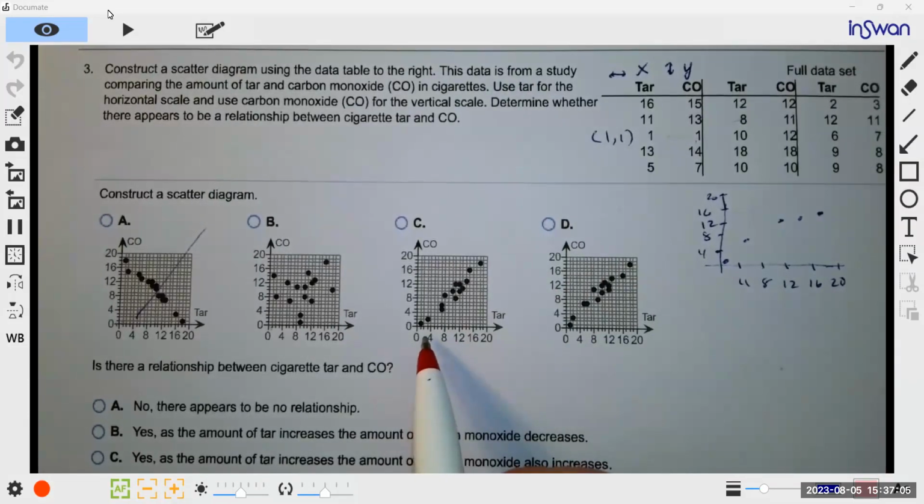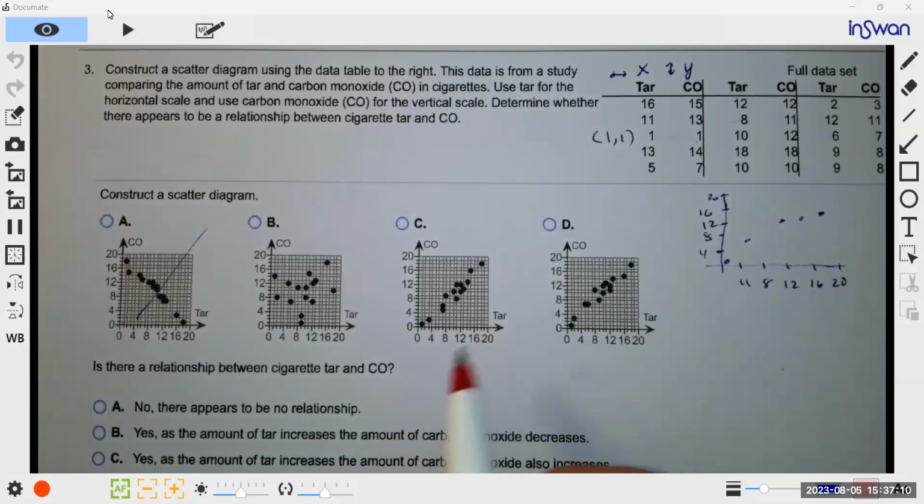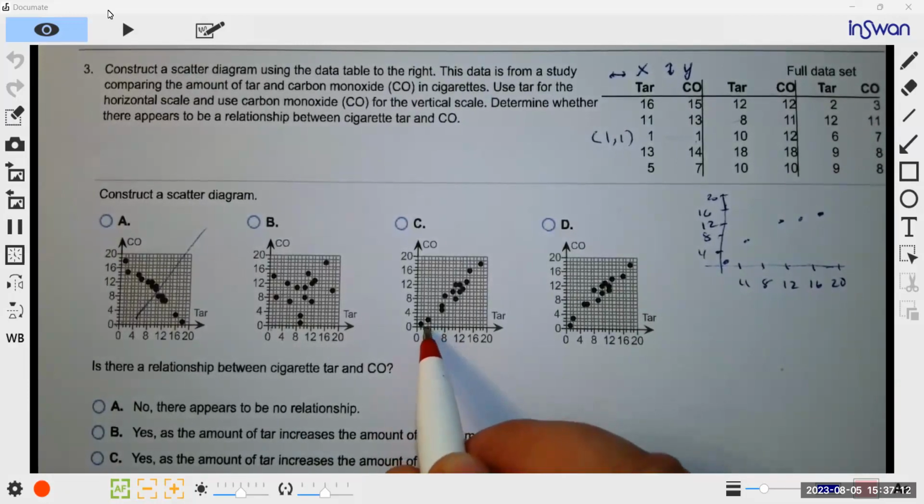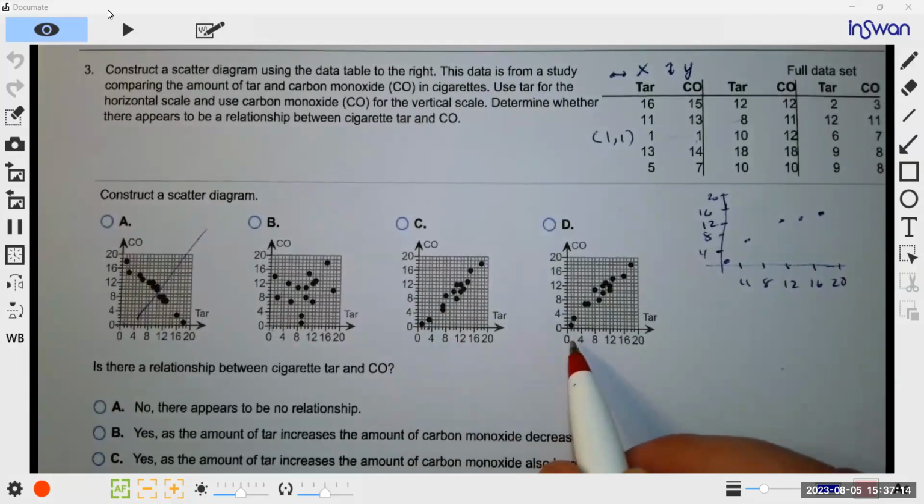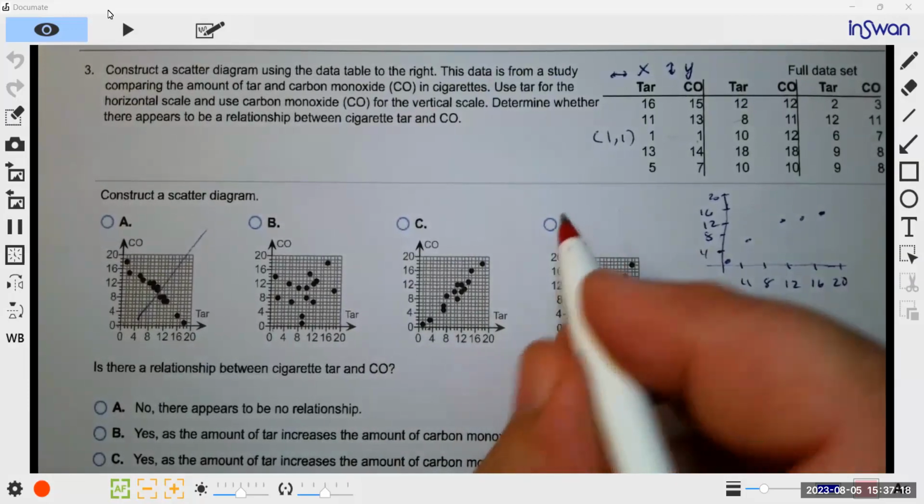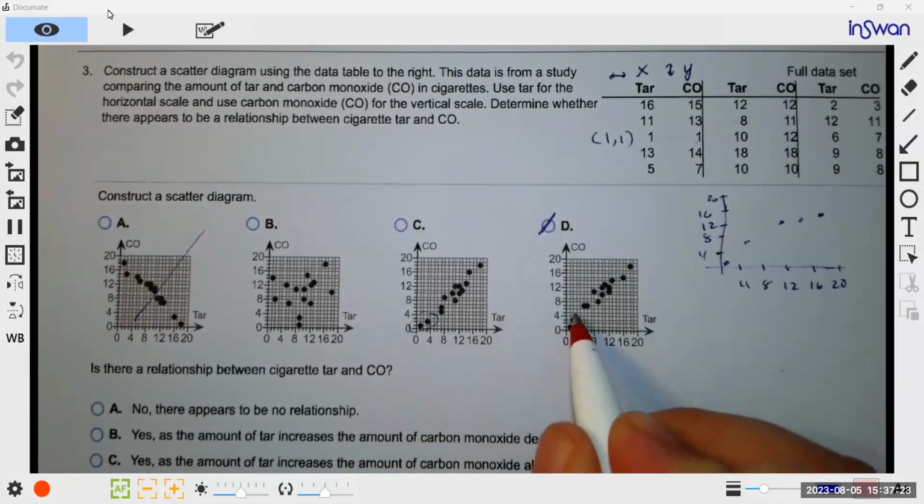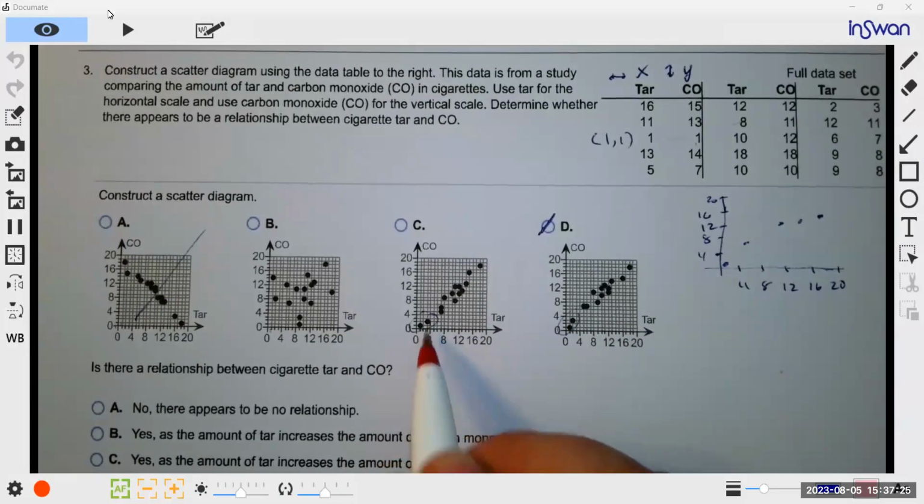Okay, let's look at the next smallest one. At 2, it's 3. So that one's closer to 4. This one here is 2 and 3. So I'm saying this one's going to be D, because just from these first two, the second dot looks wrong in the other one.